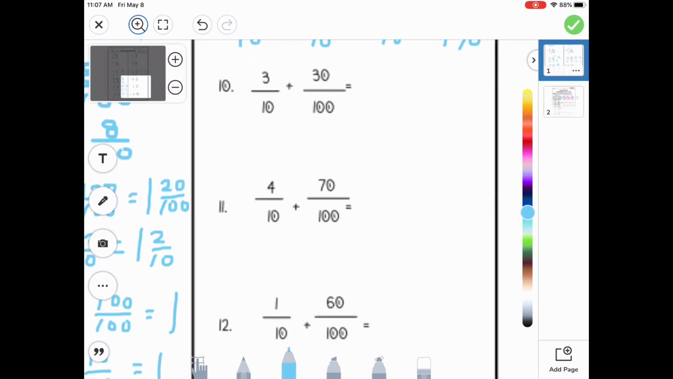Question number 10. I have 3/10ths plus 30/100ths. If I turned 3/10ths into something over 100, I would have gotten 30/100ths. And adding those together, my answer would have been 60/100. Or I could have kept 3/10ths the same and turned 30/100ths into 3/10ths. And when I added those together, I would have gotten 6/10ths. So both of those answers would have been correct.